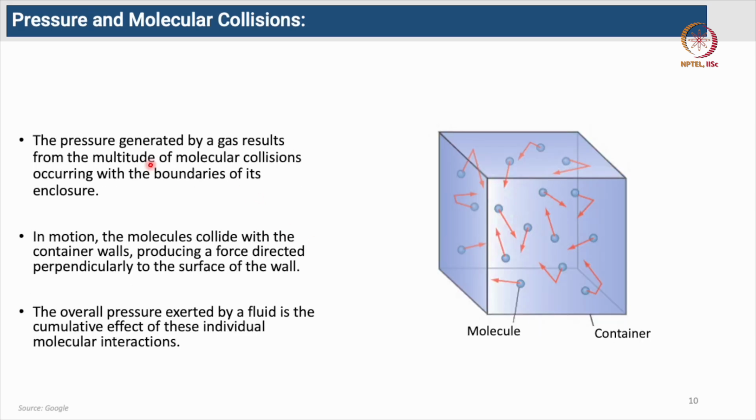The pressure is basically generated by the gas from the multitude of molecular collisions that occur at the boundary and at the enclosure. In motion, the molecules collide with the container walls, producing a force that is directed perpendicular to the wall. So the overall pressure exerted by a fluid is a cumulative effect of all these molecular interactions that you see.